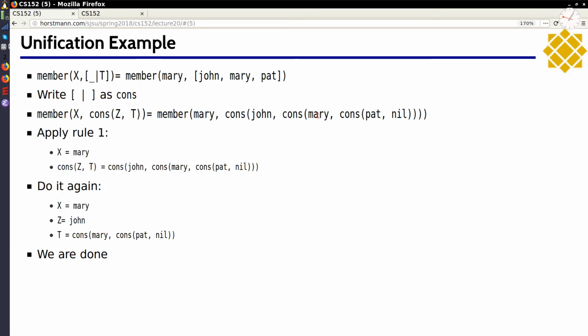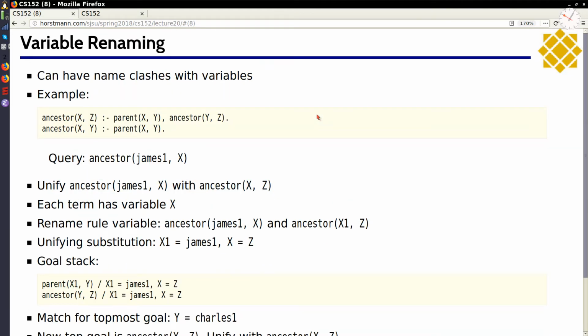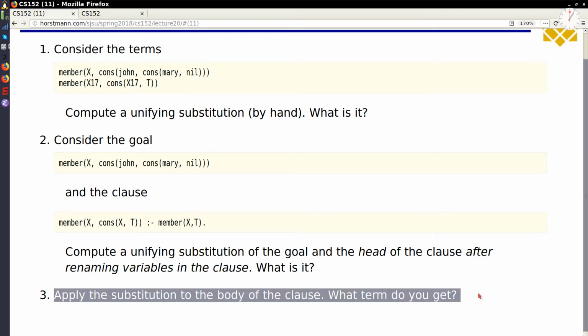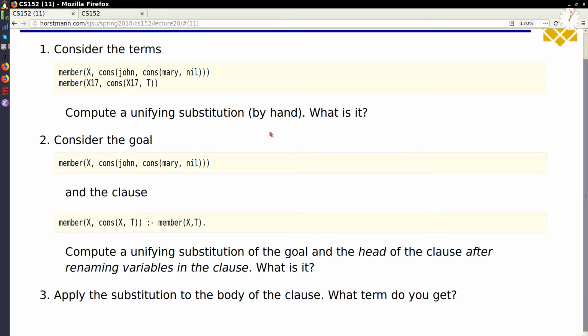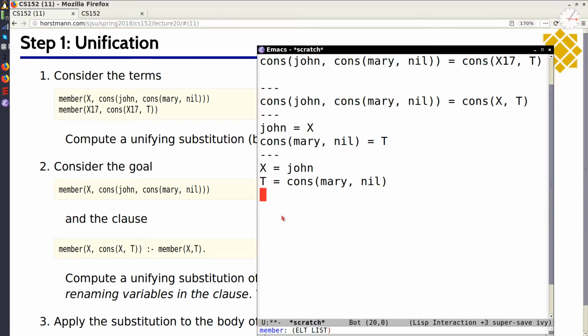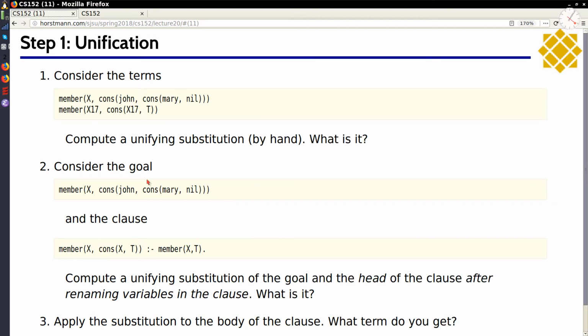So then it says I'm supposed to do something else. Hang on. Now it says apply the substitution to the body of the clause. Yeah, that's step 3. So let's see, where were we? I thought we just finished step 1. Oh, I thought we were on 2. Oh yeah, you're right. Okay, now let's do step 2.